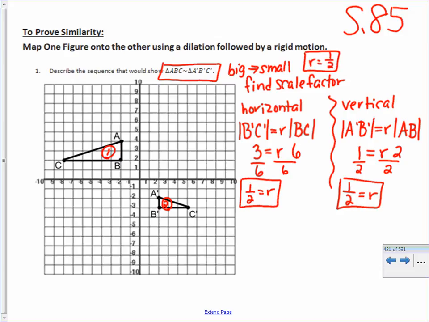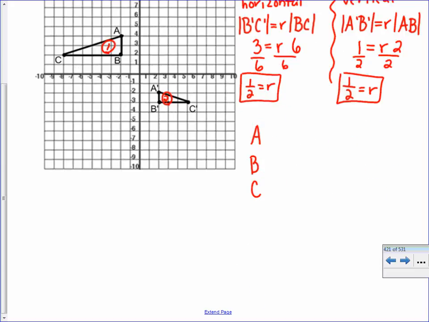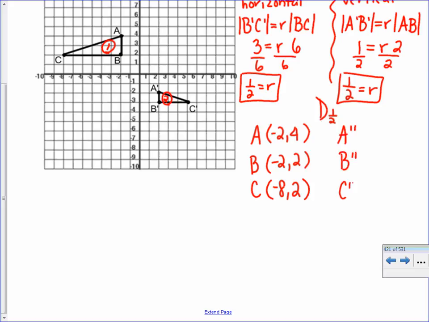That works. Now what you're going to do is write out your coordinates. A, B, C. And you're going to list the points. So the coordinates for point A is -2, 4. B is -2, 2. And C is -8, 2. I am going to dilate using a scale factor of 1/2, which is what I just calculated. So I'm going to call them A double prime, B double prime, and C double prime. Take each coordinate and multiply it by 1/2.